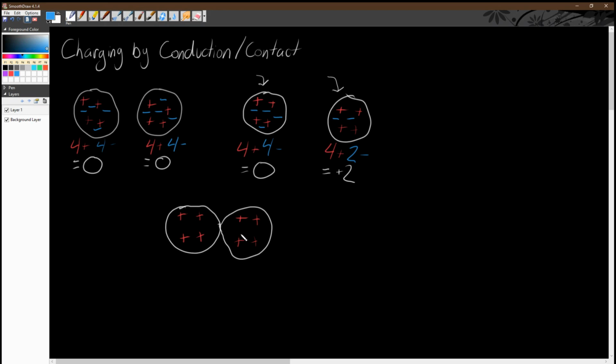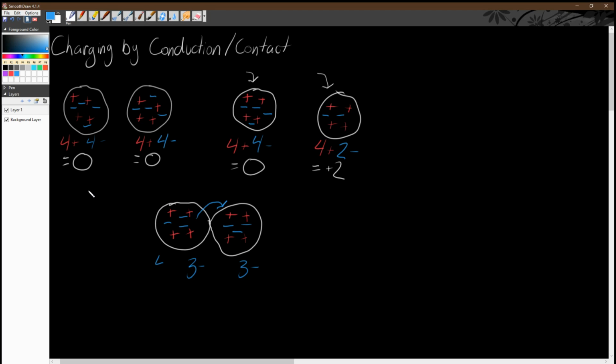Because the charge on the right is positive, it's going to attract some of the negative charges from the sphere on the left. So one of those negative charges is going to leave and come over to the other sphere. Now we have 3 negative charges in both and 4 positive charges in both, which means we have a net charge equal to positive 1 in both of them.